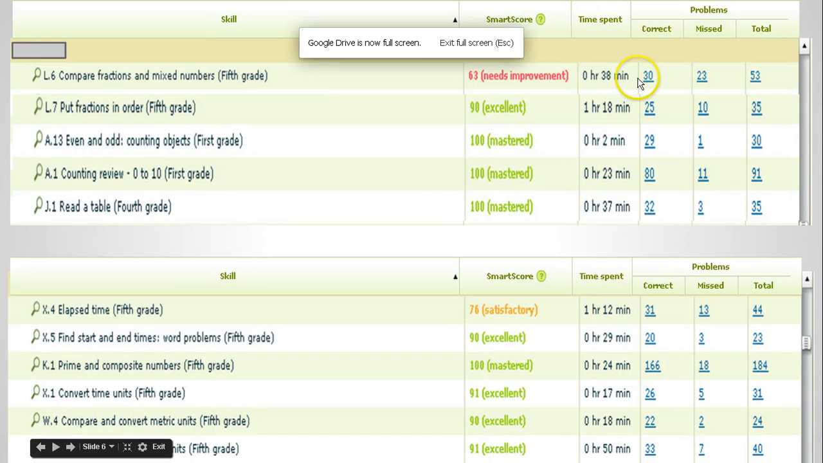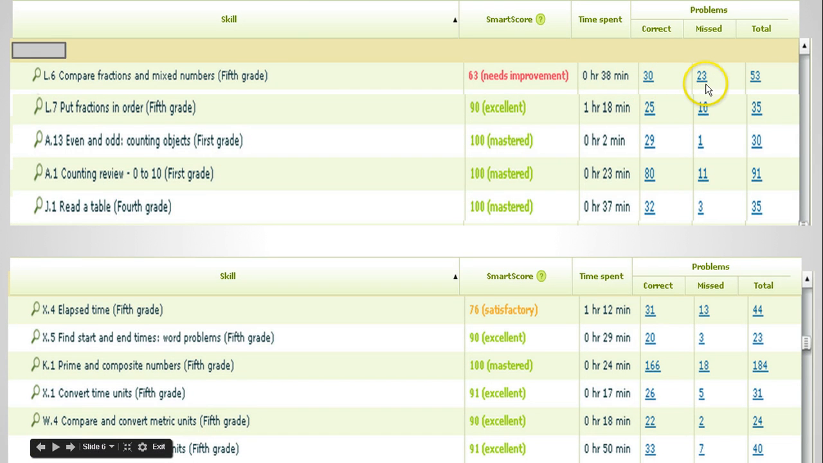The correct, yes, they do have 30. However, the missed, 23. So this shows me that this student is struggling and may continue to struggle if I don't meet with them first. So I would want to meet with this student right away, possibly even my first student that I would meet with at the beginning of math. Now within IXL, I can actually even click where it says missed and see how they missed those problems to really give me a specific way that I would meet with that student.